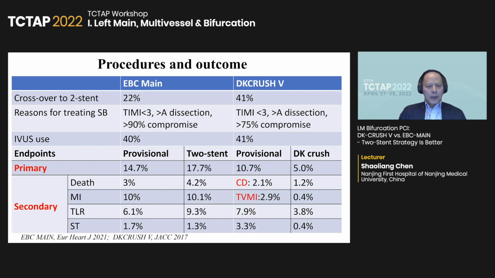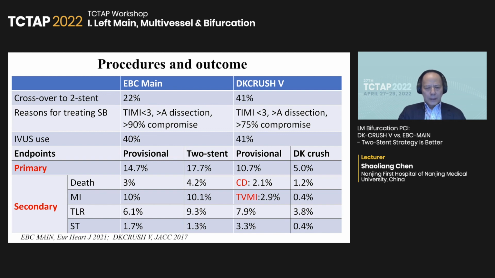At 1-year follow-up, the crossover rate to stent from provisional was 22% in EBC main, almost half of the rate in our DK-5. This also indicated the very significant lesion complexity in our DK-5 study. Both studies share a similar reason for touching the side branch, from ballooning, kissing, stenting, or final part. Finally, IVUS use was only 40% in both studies.